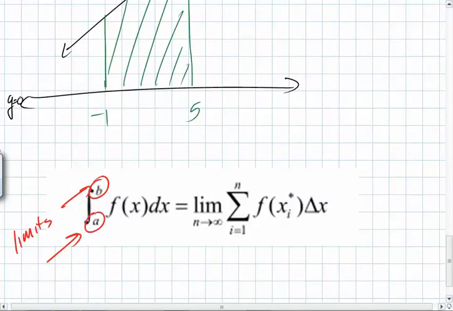Of integration. If you have numeric limits of integration, you have a definite integral. So what we're going to look at later, indefinite integrals, they won't have those limits. What does that mean? Okay, but we're not quite there yet.